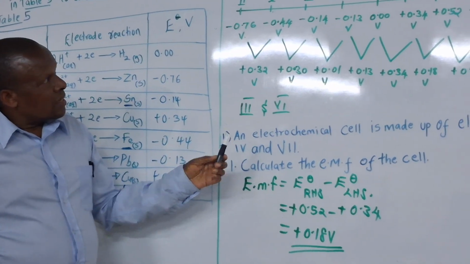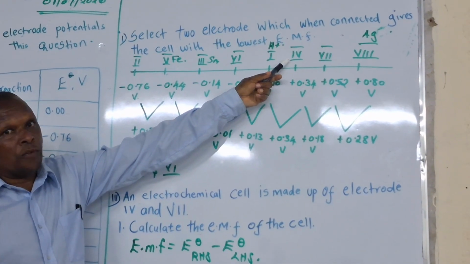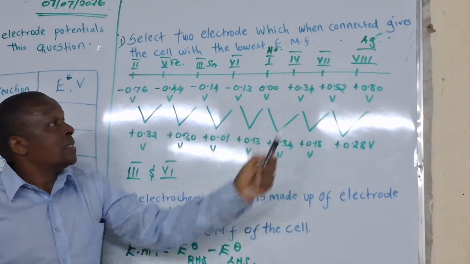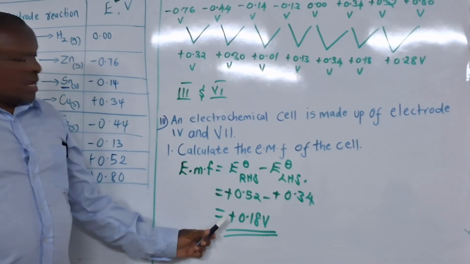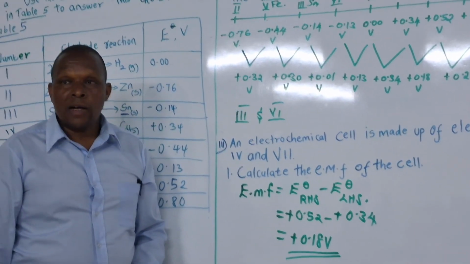Predict whether a solid which is in half cell Roman 4 can be placed in a container of Roman 7. Now what we do, we calculate the EMF. If we get the EMF is positive, then it means the reaction will occur.